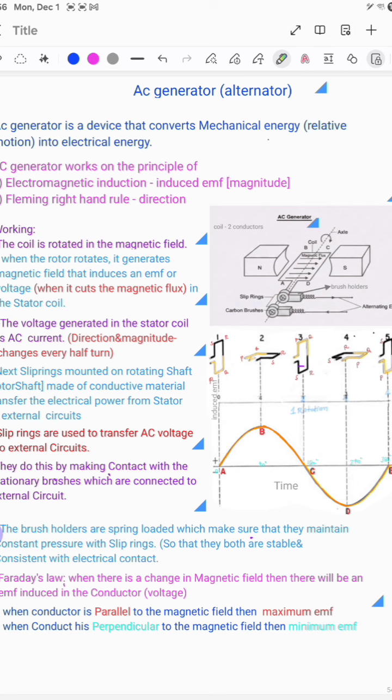And the second thing is in which direction it is moving. So Fleming's right hand rule. This is for magnitude and this is for the direction.